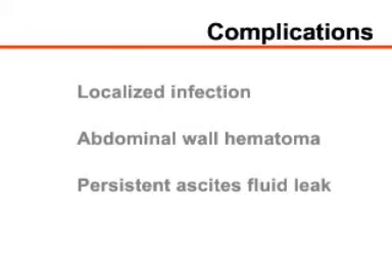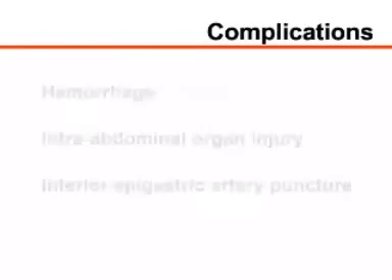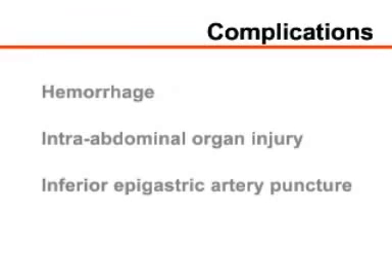Other complications of paracentesis include localized infection, abdominal wall hematomas, and persistent ascites fluid leak. More serious complications are rare and include hemorrhage, intra-abdominal organ injury, and inferior epigastric artery puncture.